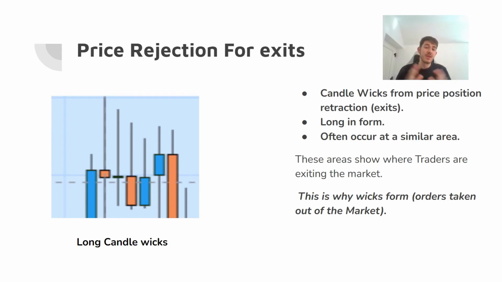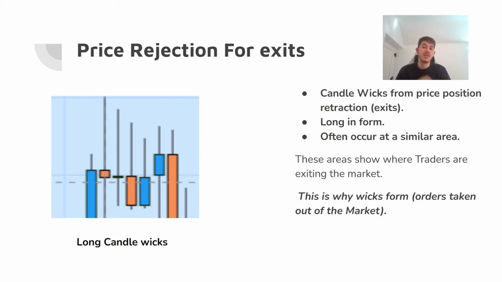So now we're just going to briefly look at price rejection for exits. So price rejection usually takes the form of candle wicks because people retract their positions, they exit the market. So price moves to a point and it pulls away essentially. They're usually quite long in form because that shows larger price rejection, and they often occur at a similar area. As you can see, I've just whipped one off the chart on the left-hand side. And that just shows where traders are exiting the market because they're pulling their orders out of the market. That's why the wicks form. And that's how you will know price has been rejected there before.